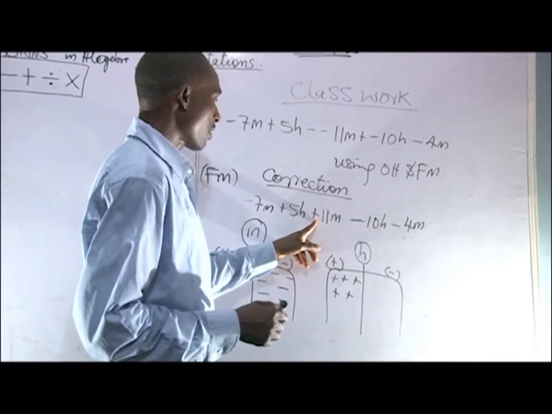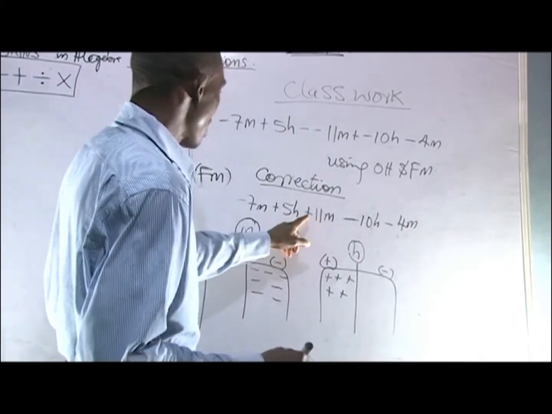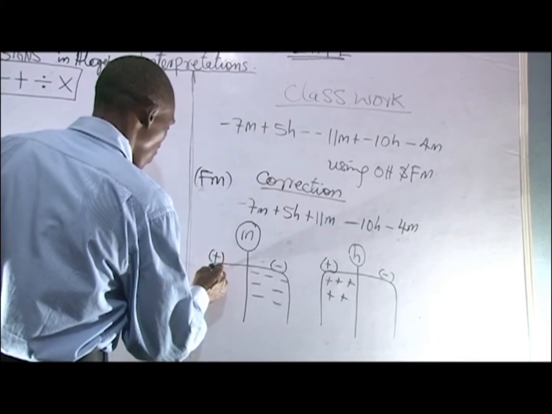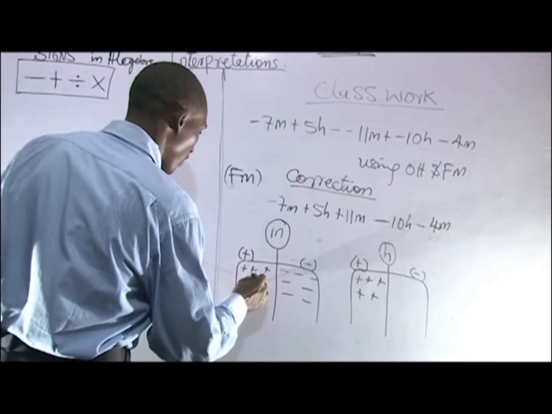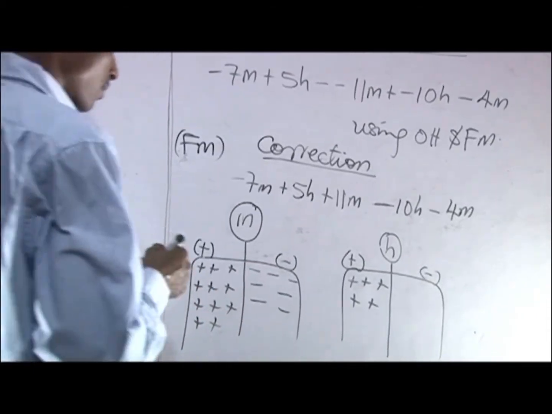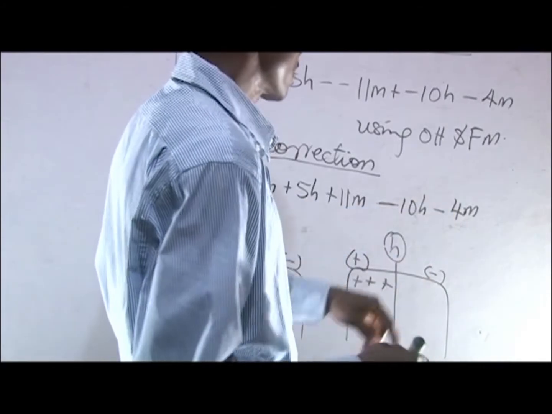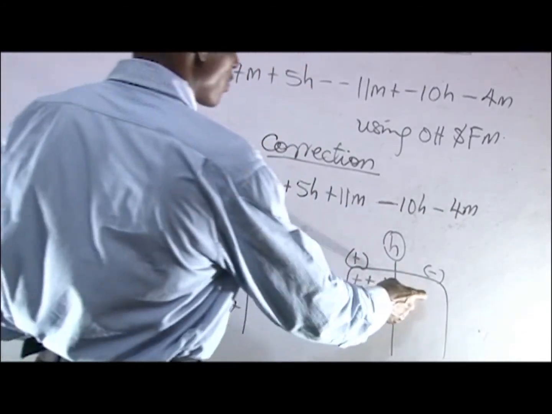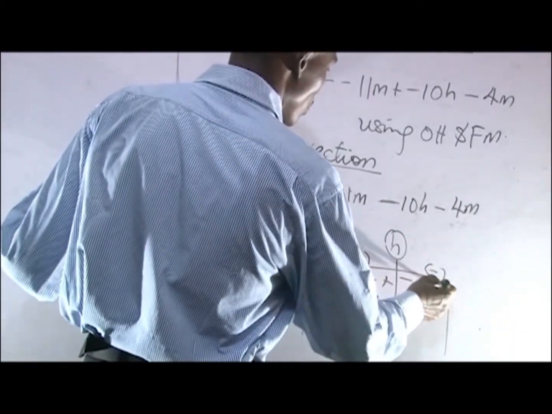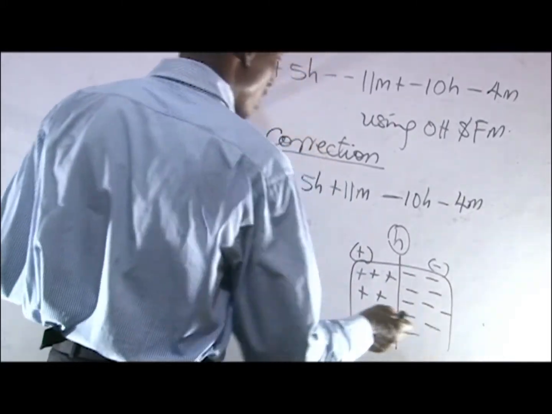Then this male, how many? There are 11, in which house? In M house. Come to M house, male apartment. There are 11: 1, 2, 3, 4, 5, 6, 7, 8, 9, 10, 11. Then female, there are 10. In which house? In H house. H house, female, 10 female: 1, 2, 3, 4, 5, 6, 7, 8, 9, 10.